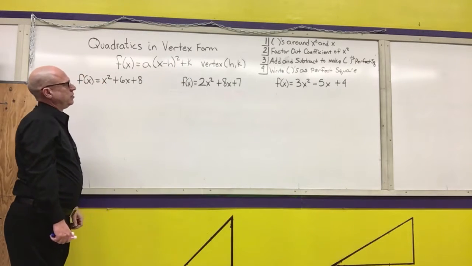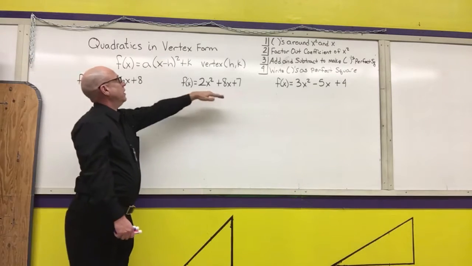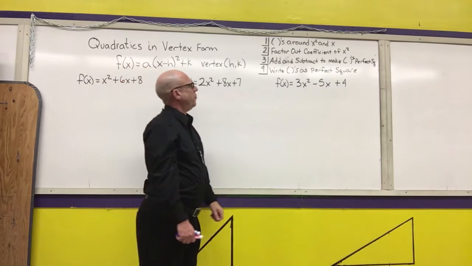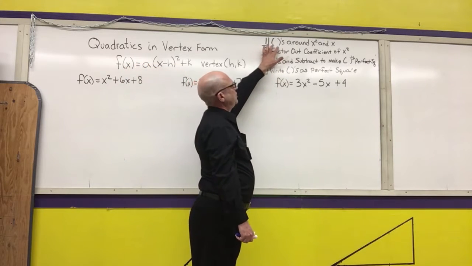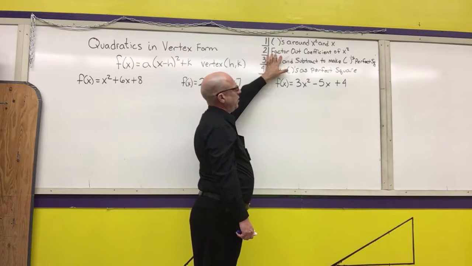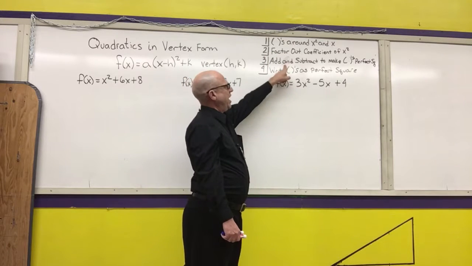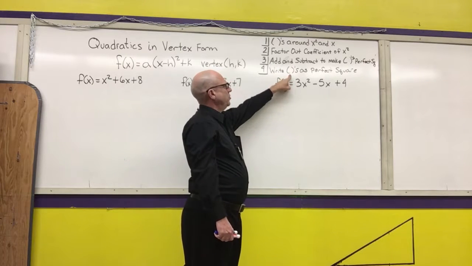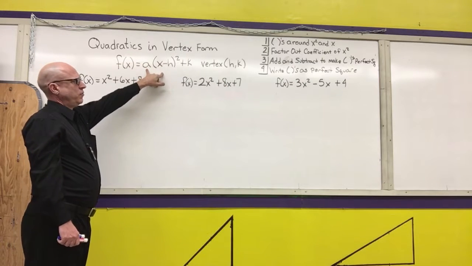So one of the skills that's beneficial is to be able to turn a general quadratic function into the vertex form. There are 4 basic steps for the process. The process is called completing the square. The basic steps are put parentheses around your x squared and x terms. You're going to factor out the coefficient in front of the x squared, because you can't complete the square unless there's a 1 in front of the x squared. We're going to add and subtract to make what's inside the parentheses a perfect square. And we are going to write the parentheses as a perfect square, which will turn it into this form.